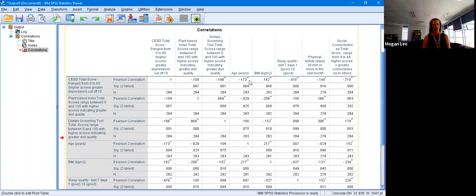That is backed by the literature, so that is a common thing that we see. As people get older, their depression symptoms decrease. And that is significant, very good. But still a bit of a weak relationship. Can you see that? It's only about 0.2. It's not a very strong relationship. Let's look at BMI. That's an interesting one. So what is BMI telling us? What's the correlation between BMI and depression?